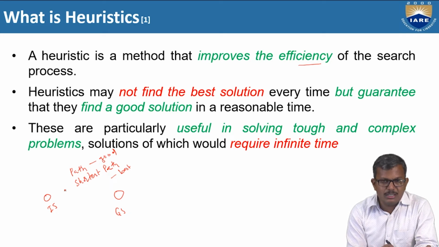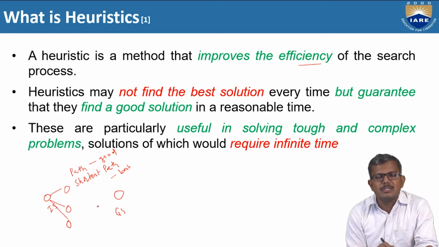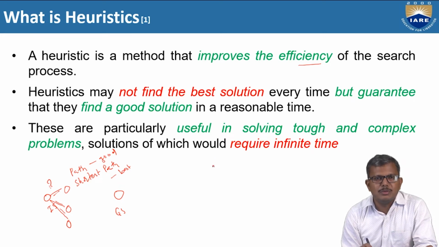For example, think that there are three different paths from the initial state which can make us move towards the goal state. But here the biggest question is which path we need to select, either this one or this one or this one. In this ambiguity, the heuristic function is going to support us to decide which path will be the best path, so that you can continue your search process and move towards your goal state. So these are particularly useful in solving tough and complex problems.